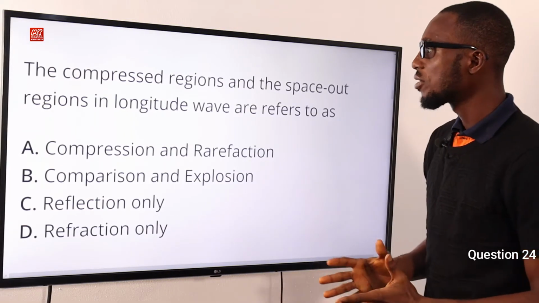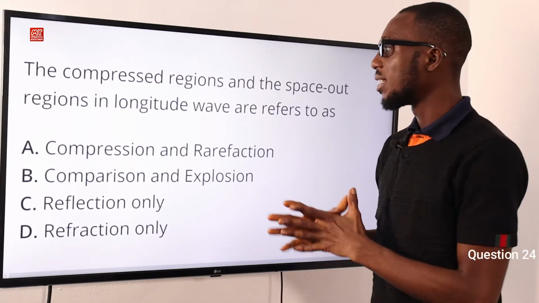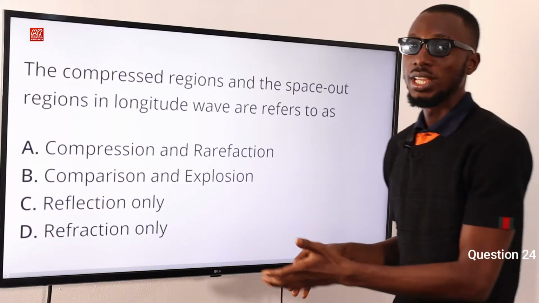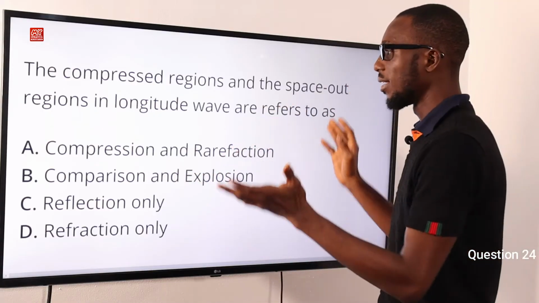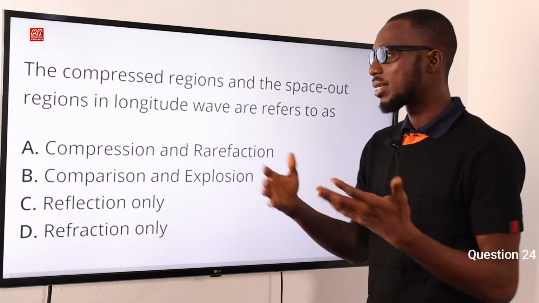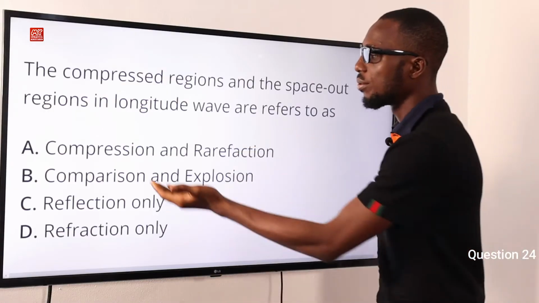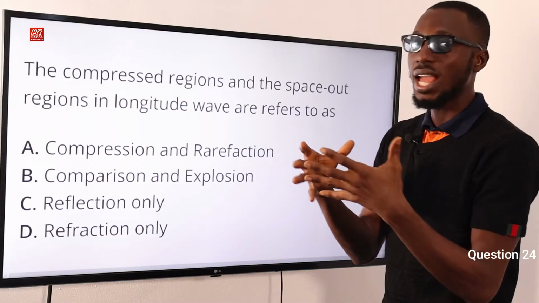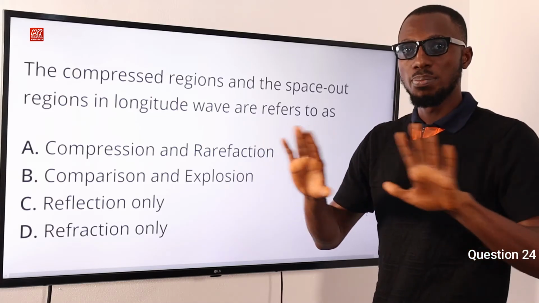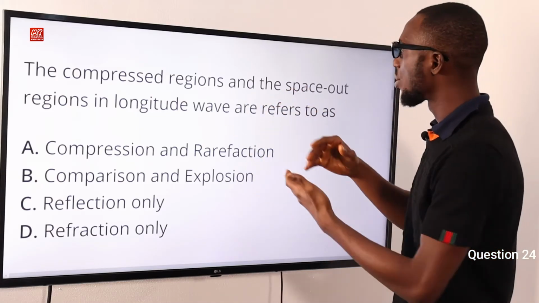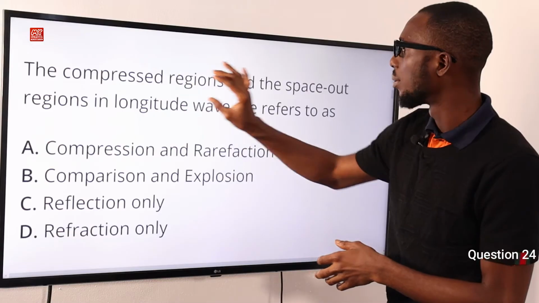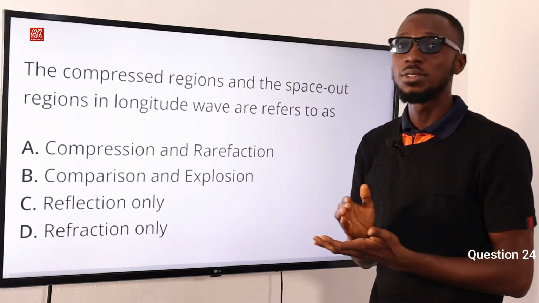24. The compressed regions and the spaced out regions in longitudinal waves are referred to as what? These are referred to as compression and rarefaction. In compression, you're talking about the pressure, and the separation in rarefaction. The compression part is where the particles are being packed together, and the rarefaction is where they are well spaced out. So the compressed regions are called compression and the spaced out regions are called rarefaction. So the correct option is option A.